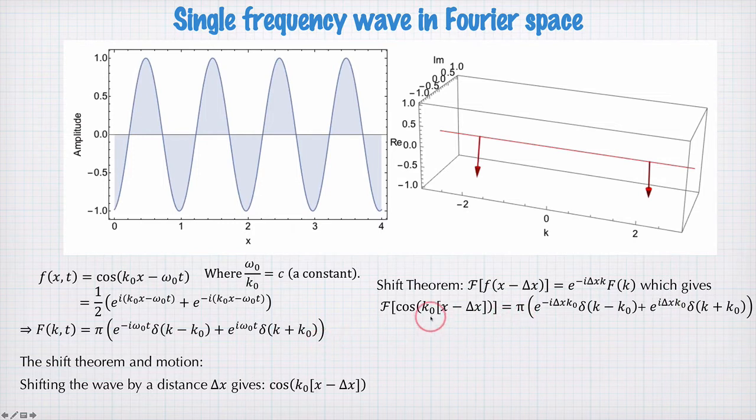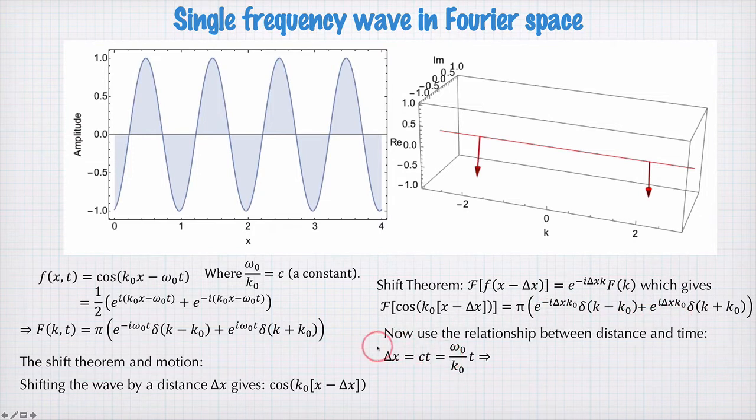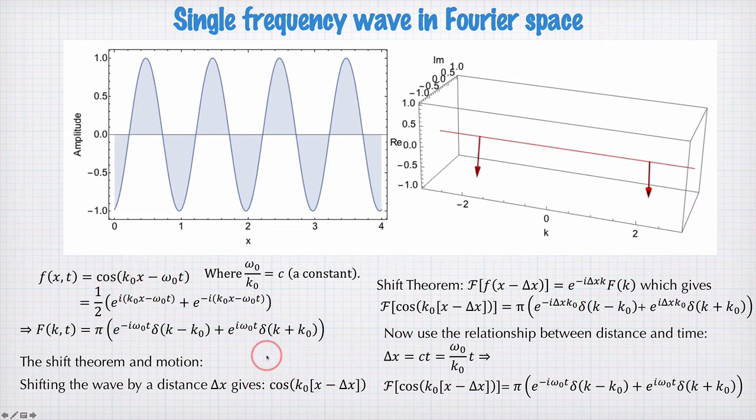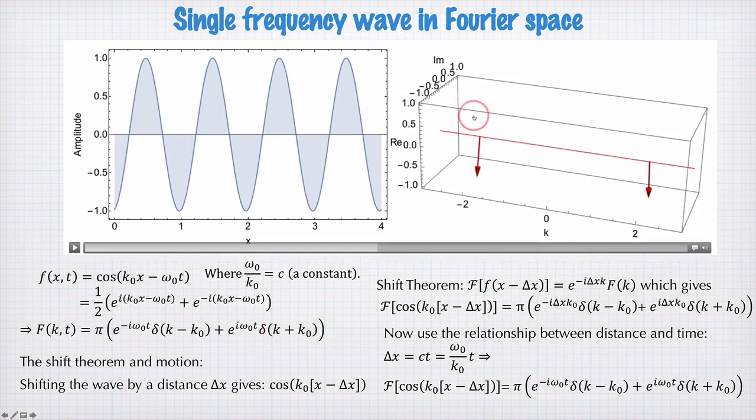Okay, so here we have this shifted cosine, and here we have a cosine that's moving in space with some time dependence. So how are these two functions here related? Well, they're related by the velocity of the wave. So we have, in this case, a cosine wave moving with velocity c, and c is equal to omega naught on k0. If it moves for a time t, then the translation will be delta x equal to omega naught on k0 times t. Substituting this into the expression we've derived here with the shift theorem gives us the Fourier transform we derived for this cosine wave up here.